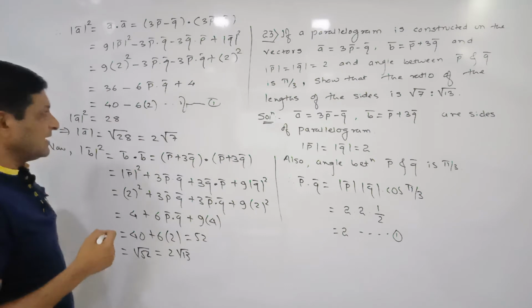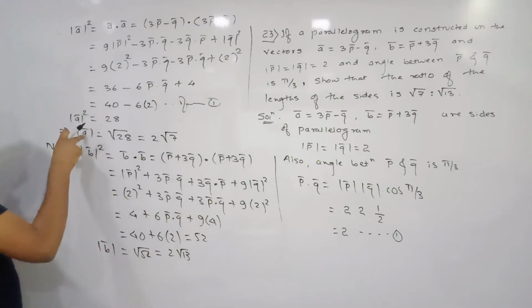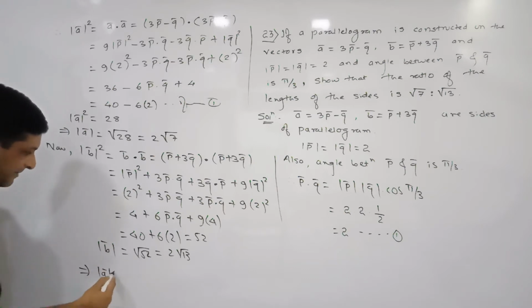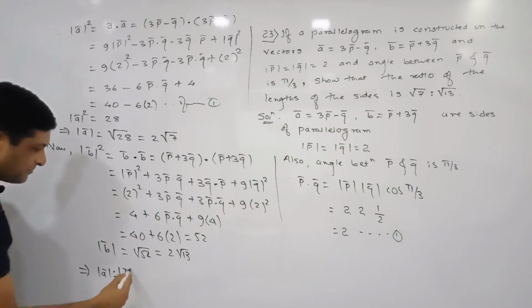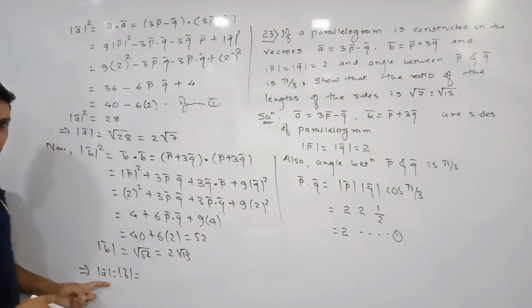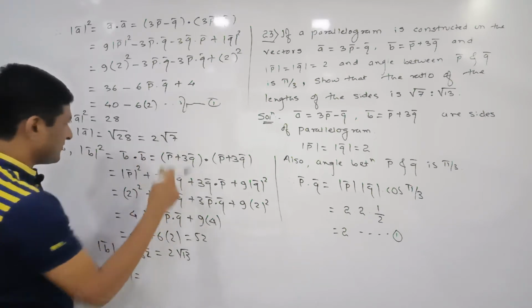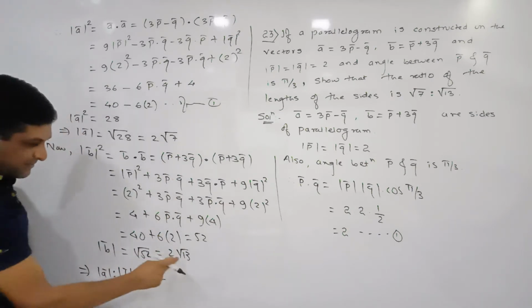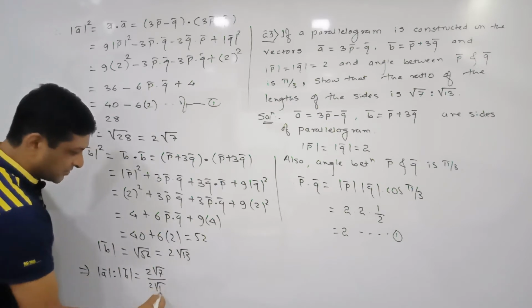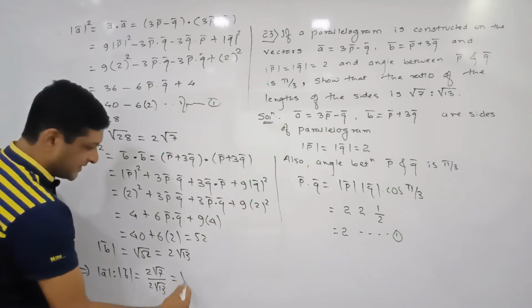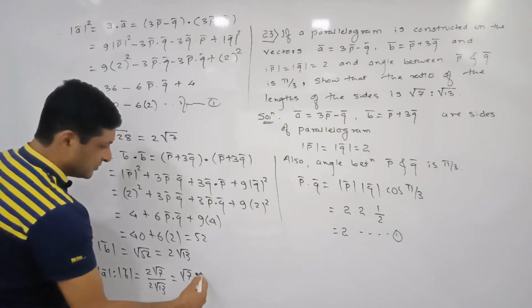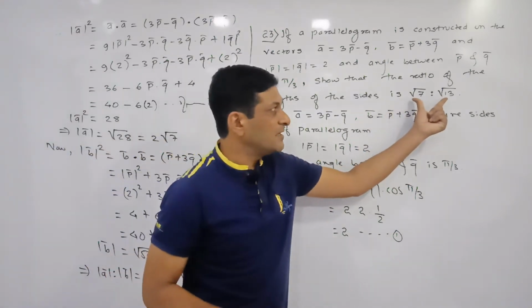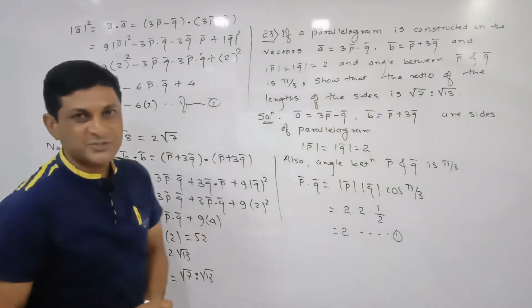Now we are finding the ratio of magnitude of a bar and magnitude of b bar. So this implies that magnitude of a bar to magnitude of b bar will be equal to, first substitute the value of magnitude of a bar. What is the magnitude of a bar? 2 root 7. And the value of magnitude of b bar is 2 root 13. After cancelling 2, what we'll get here? Root 7 is to root 13, and check whether it is our required result. We have to show that the ratio of length of the sides is root 7 is to root 13.